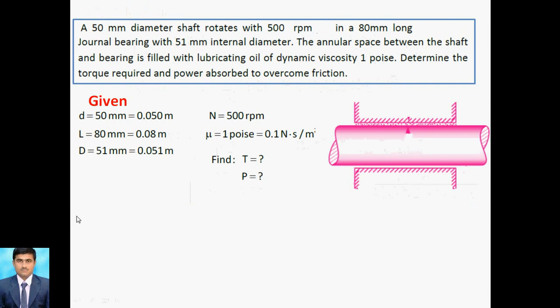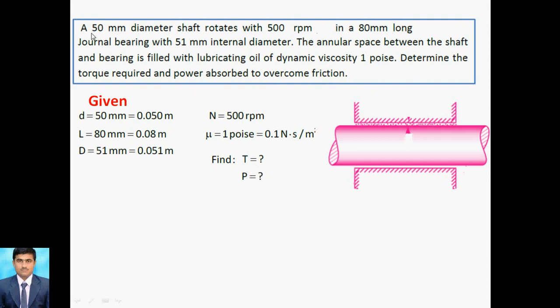The next problem is quite different. Here we first determine torque and power. That's why I write first torque and power. Determine the torque required and power absorbed to overcome friction. So T is a question mark, P is a question mark.